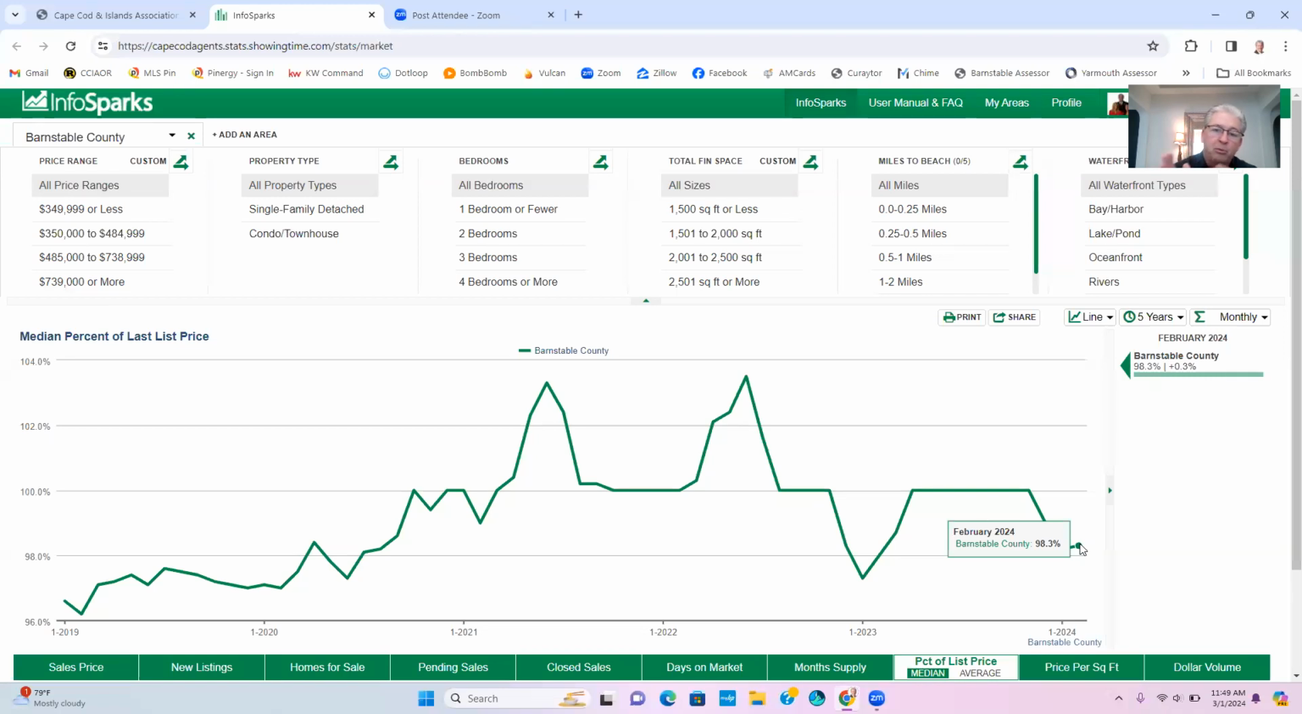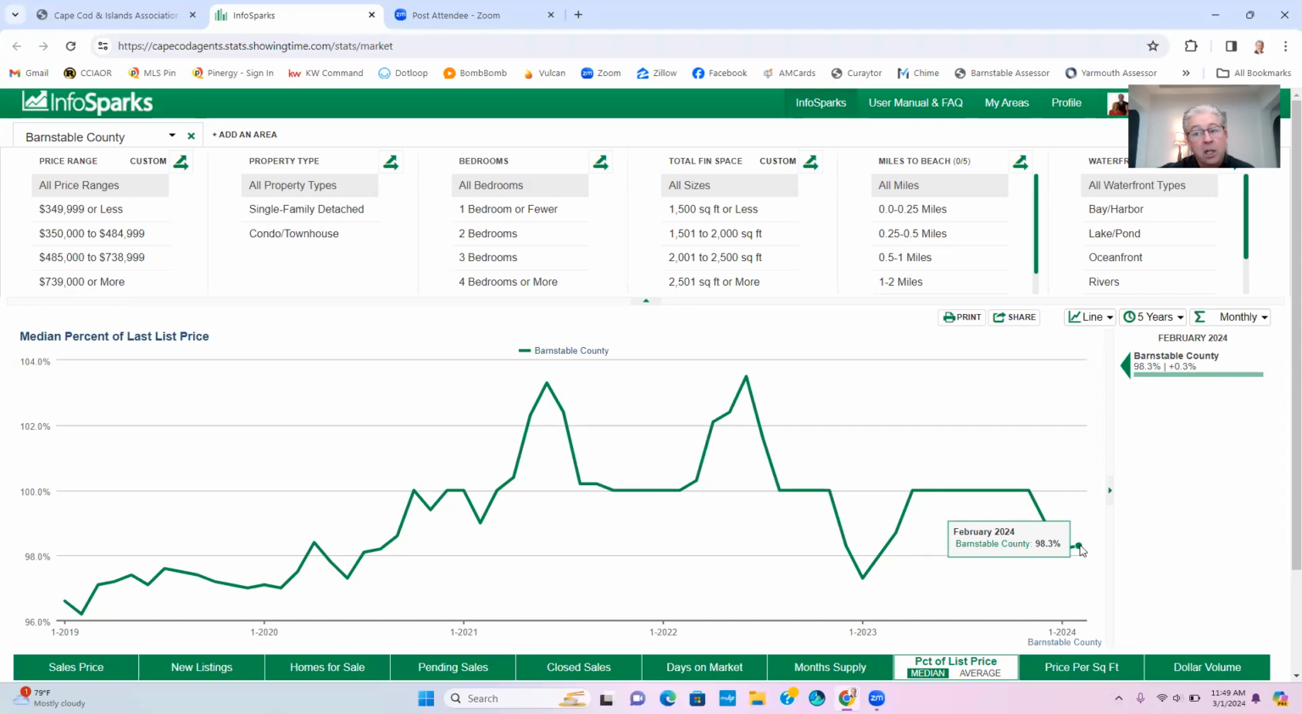Previous years and months, it was higher, right? Some of these months here, 102, 103% a year ago back in June, and the same thing in June of '21, 103%. And then there's been other months where it's been below asking price. So you would put your house on the market for $1 million today, you'd get $980,000 for it. In January, it was $980,000 as well.